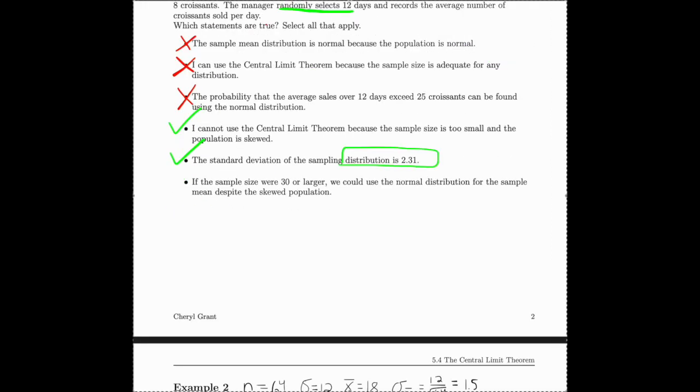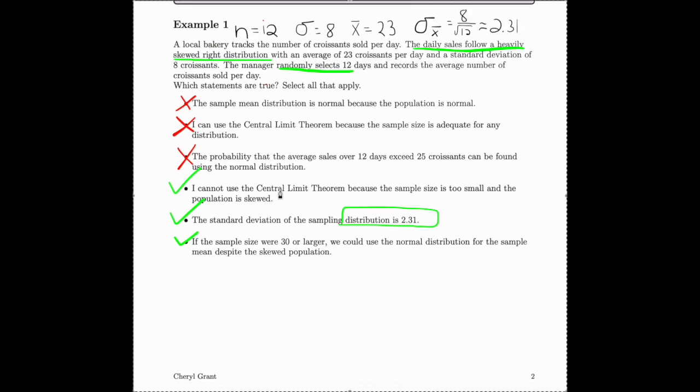All right, last statement. If the sample size was 30 or larger, we would use the normal distribution despite the skewed population. That would be true.